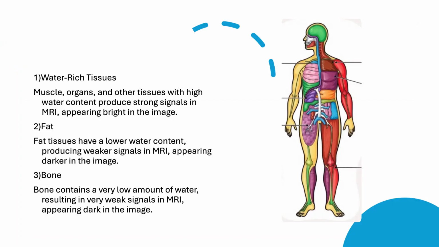Like the water-rich tissues, muscle organs and other tissues with high water content produce strong signal in MRI and it appears brighter in image, whereas fat have a lower water content producing weaker signals in MRI and it appears darker in image, whereas the bone almost contains negligible amount of water resulting in very weak signals in MRI and it also appears dark in image.